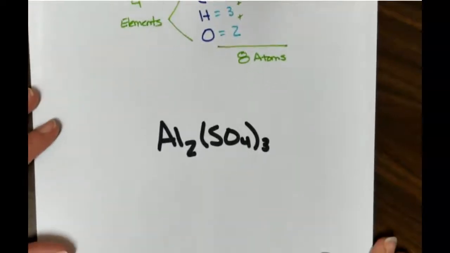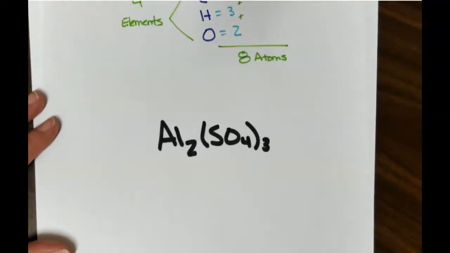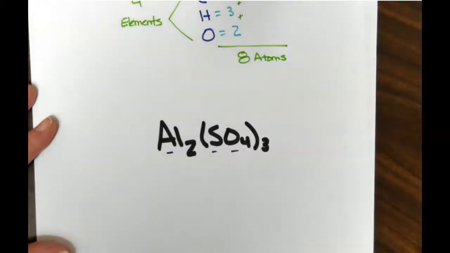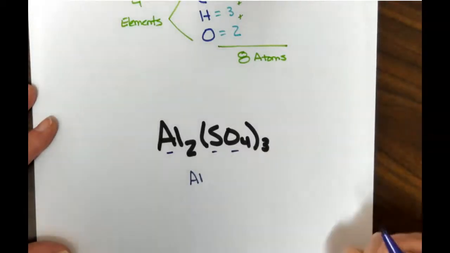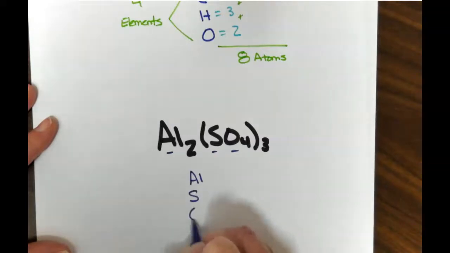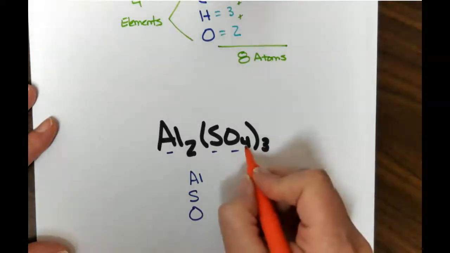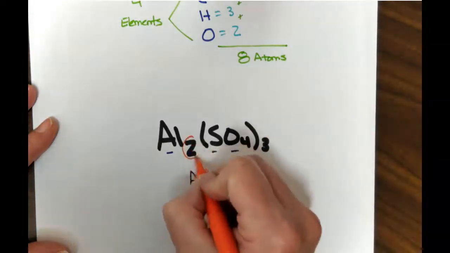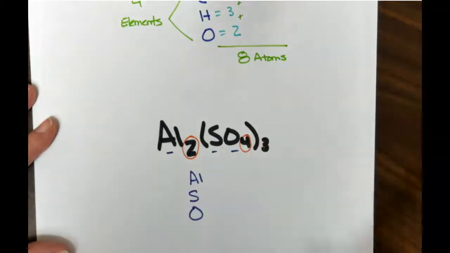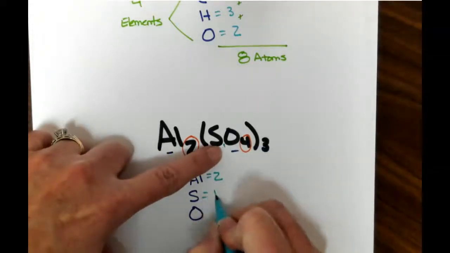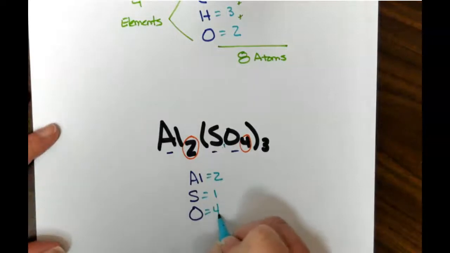One more practice. Al2(SO4)3. This time we do have parentheses, so we've got to go through all the steps. First, identifying your elements. I have Al, S, and I have O. I'm going to forget about the parentheses right now. I only want to look at individual elements. I have a 2, I have nothing there, and I have a 4. So we're going to assume that this is 1. So my Al is 2, my S is 1, and my O is 4.